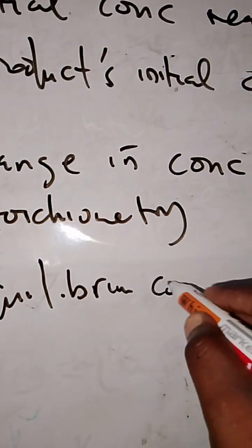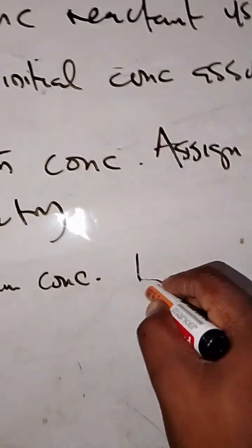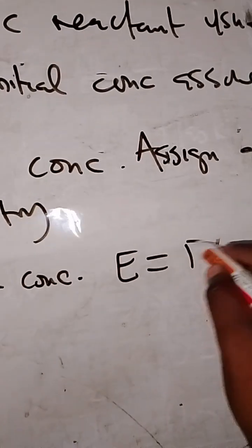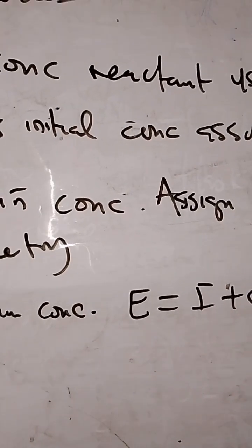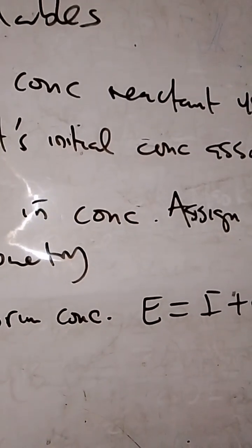Equilibrium concentration. So E is equal to I plus C. Okay, so let's have an example. Let's see how we can calculate equilibrium concentrations. Okay, example.